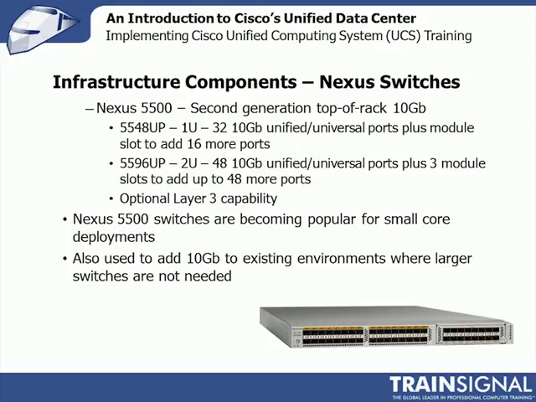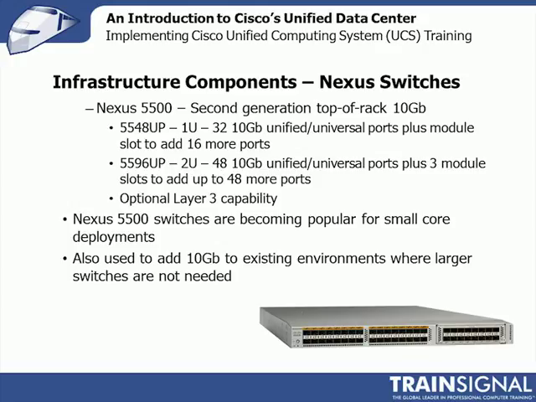The successor to that is the 5500 line. So this is second gen top of rack 10 gig. The 5548 UP is 32 10 gig ports plus a module. So you get 32 ports, and then you can add a 16 port module to give you a total of 48. And these are unified or universal, just like the new 6248 UP fabric interconnects for UCS. And so you'll hear me flip and flop between unified and universal all the time. I've seen it both ways in Cisco documentation, so forgive me for that.